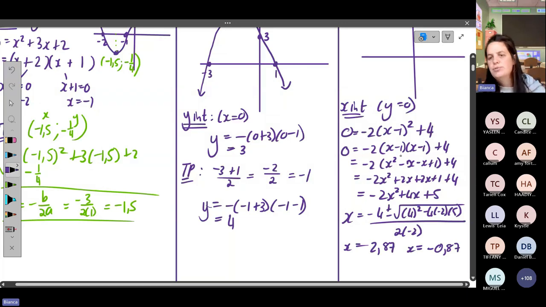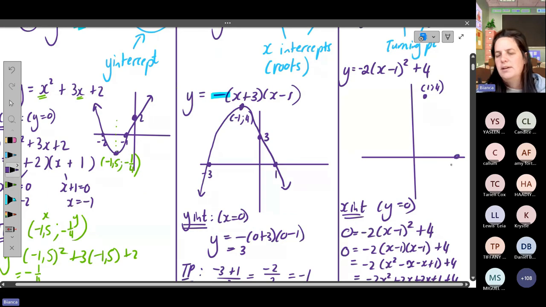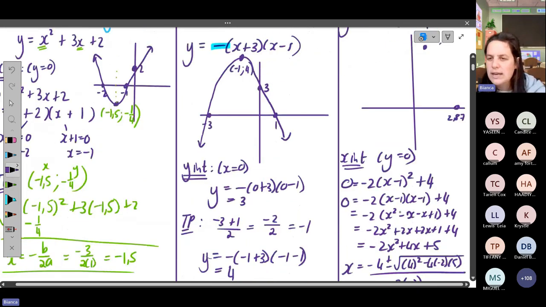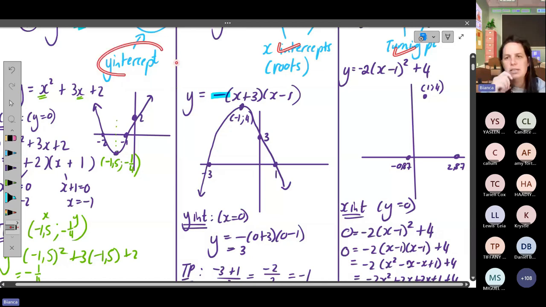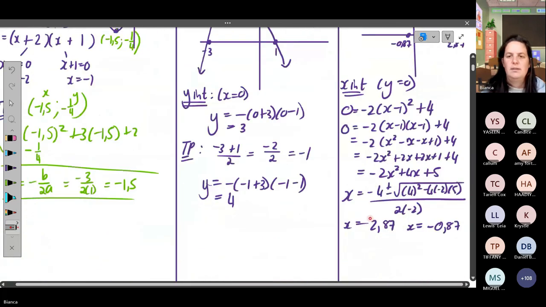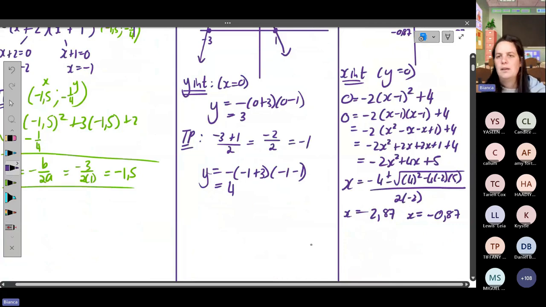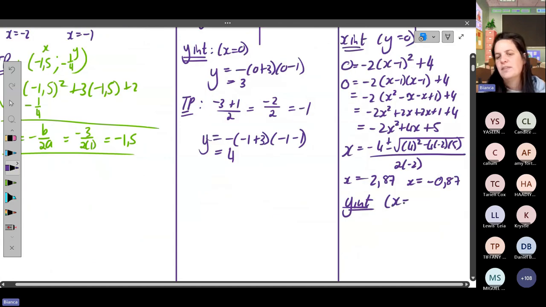Okay, so these two roots are 2.87, let's say about there, 2.87, and I think it was negative 0.87. Okay, so I have got my turning point done. I've got my x-intercept done. I still need the y-intercept. How do you find the y-intercept of any function? You make x equals 0. Okay. And you can actually stick to the original function.